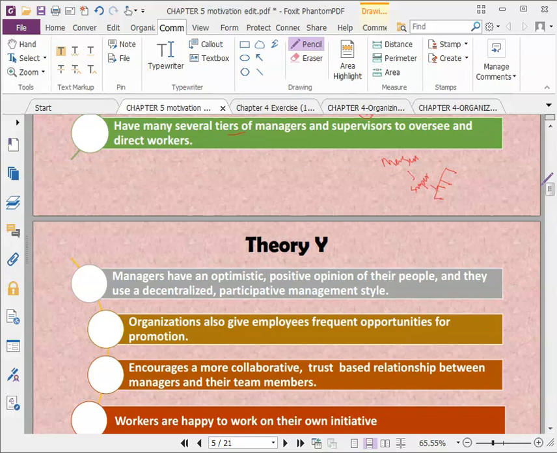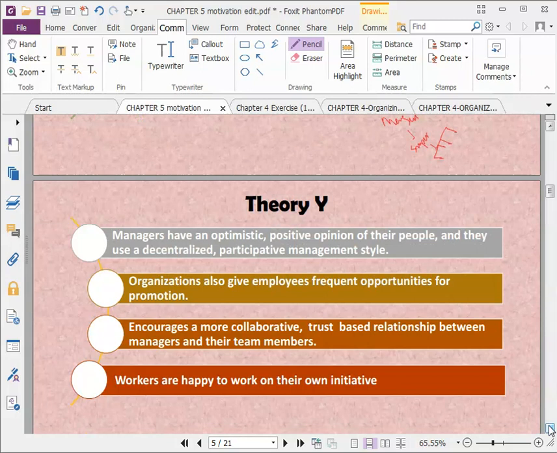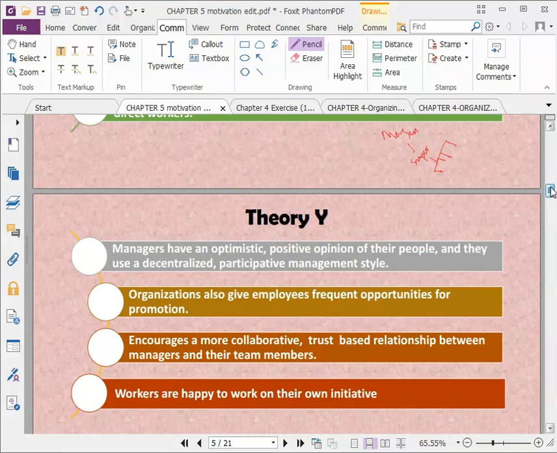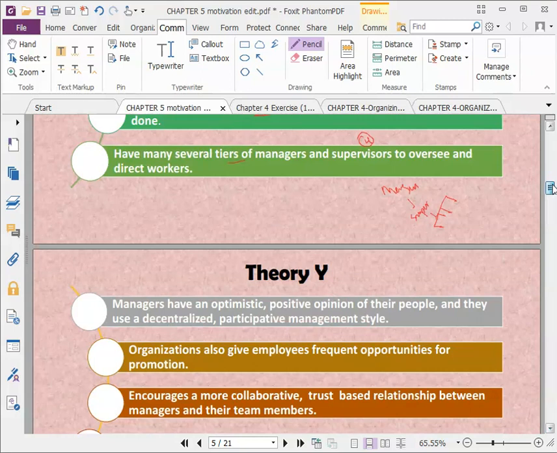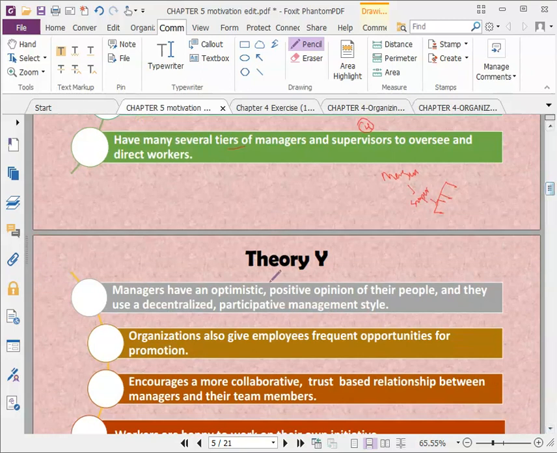Okay, theory Y is different from theory X. For theory Y, the manager is an optimist, if compared to theory X, where the manager is pessimistic. Theory Y managers have an optimistic, positive opinion of their work and their people, and they use a decentralized, participative management style. That is theory Y.